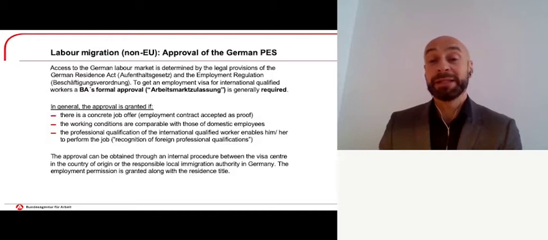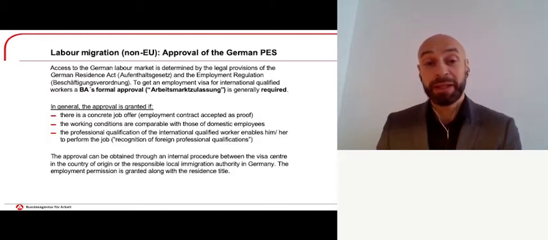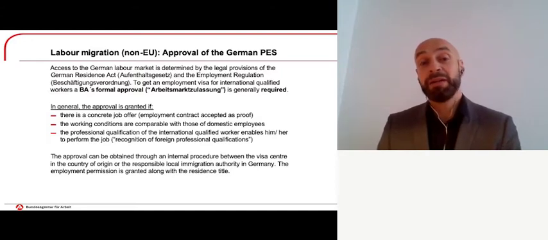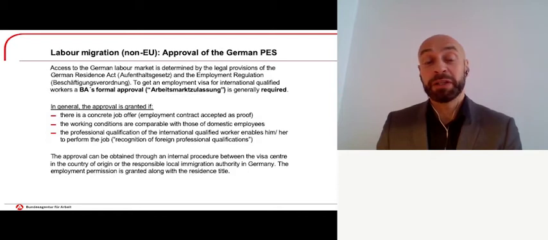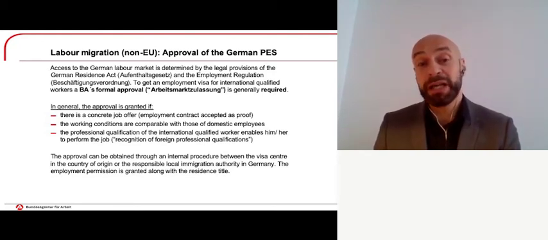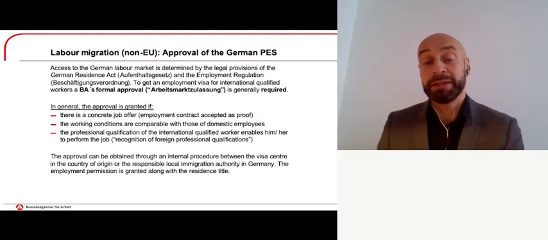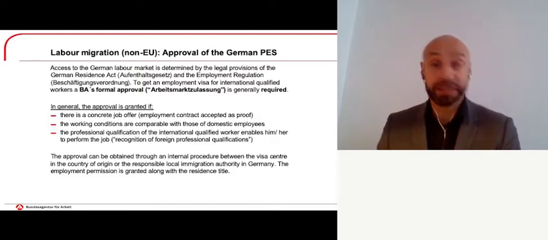And this is one of the very complex things about the German system. In general, migrant workers in the professional field always need their professional qualification certified and recognized in the German system. I will elaborate on that a bit, but you can already imagine that it is a complex condition.